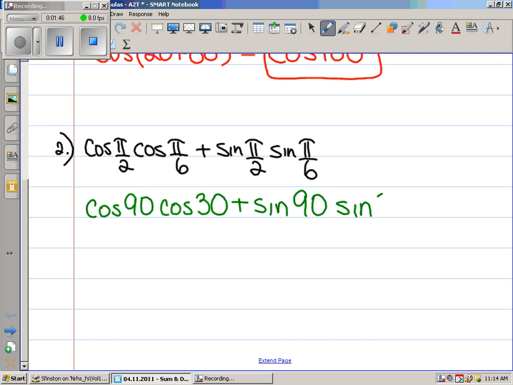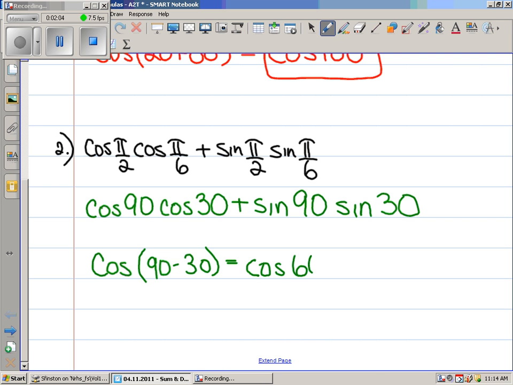So then you're going to go look up on your chart. Where can I find cos cos plus sine sine? It's cos A minus B. So that's the same thing as the cosine of 90 minus 30. 90 minus 30 is 60.